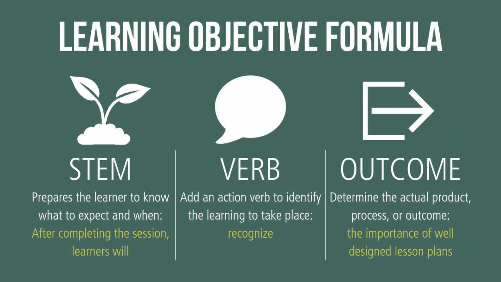Step 2. Add an action verb. Add an action verb to identify the learning action that will take place. Action verbs might include analyze, recognize, compare, provide, list, etc. Step 3. Identify the actual product, process, or outcome. Once you have a stem and a verb, determine the actual product, process, or outcome of your learning. An example might be, as seen here, after completing the session, learners will recognize the importance of well-designed lesson plans.